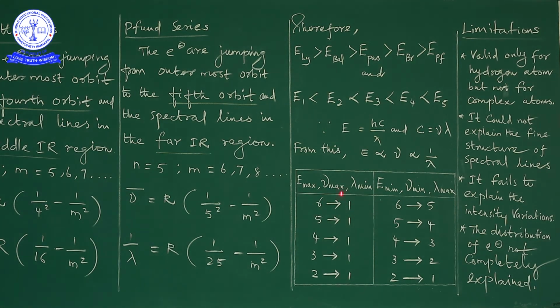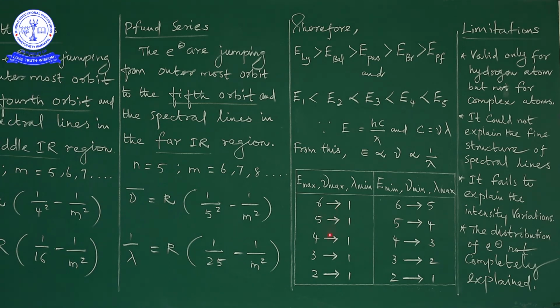So, among these 5 categories, the 6 to 1 transition gets maximum energy, maximum frequency but minimum wavelength. And rank number 2 is the electron transiting from 5 to 1, that means the electron jumping from the 5th orbit to the 1st orbit. So, while comparing 6 to 1 and 5 to 1, 6 to 1 has the maximum energy, and 5 to 1 has the minimum energy compared with the 6 to 1 only.